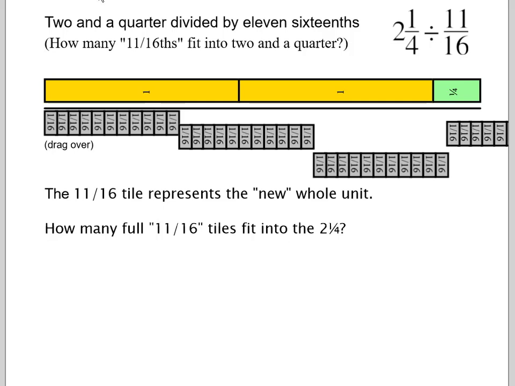Okay, so let's count them up. We have one full block here, one full block here, one full block here, and then of this one we only have 3 out of the 11 blocks that fit inside. So the answer to this question would be 3 and 3/11. Okay, and we're going to go through and I'll show you how that works when we get to our shortcut, but that's the idea.